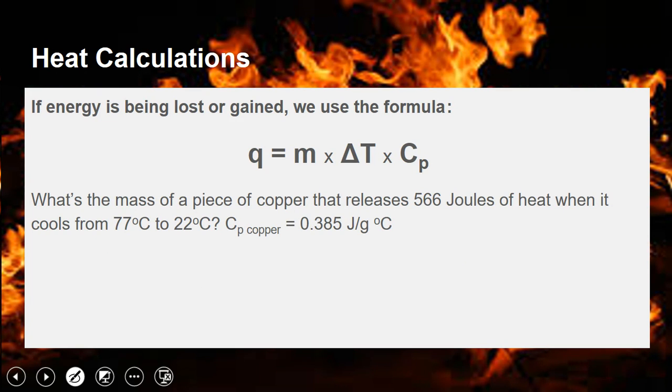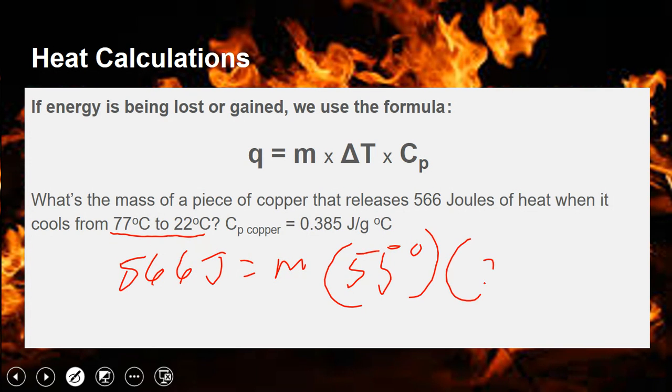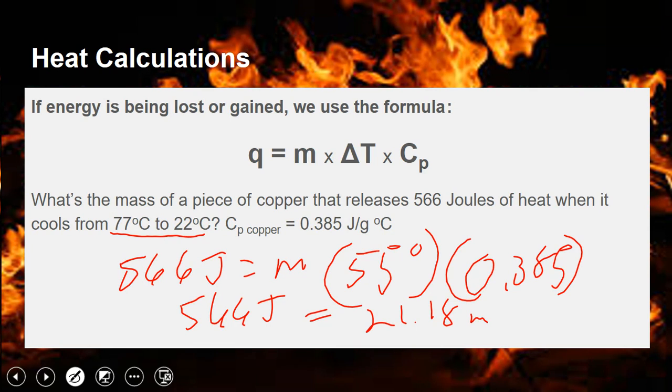So for this next question, we have 566 joules of heat that cools copper from 77 to 22 degrees. What was the mass of copper? So if you have 566 joules, that's going to equal the mass, which we're trying to find out, times the change in temperature, which was 55 degrees, times your specific heat, which was 0.385. So what we're trying to do is solve for M. 55 times 0.385 is 21.17 or 21.18. So 21.18 M is equal to 566 joules. Isolating M, you go 566 divided by 21.18, and you get 26.7 grams, which is what M is equal to.